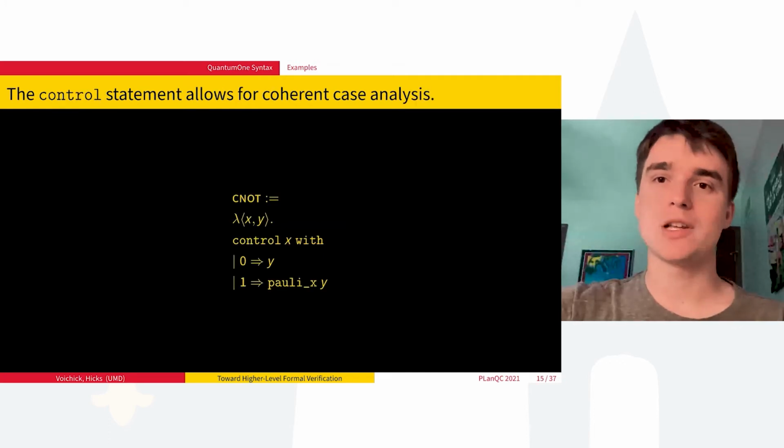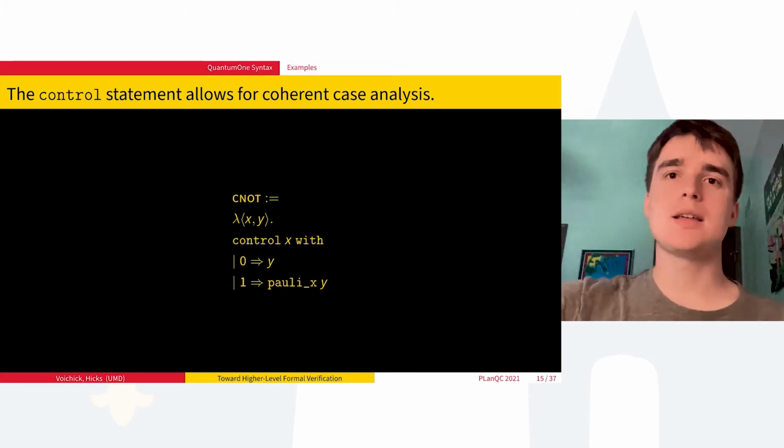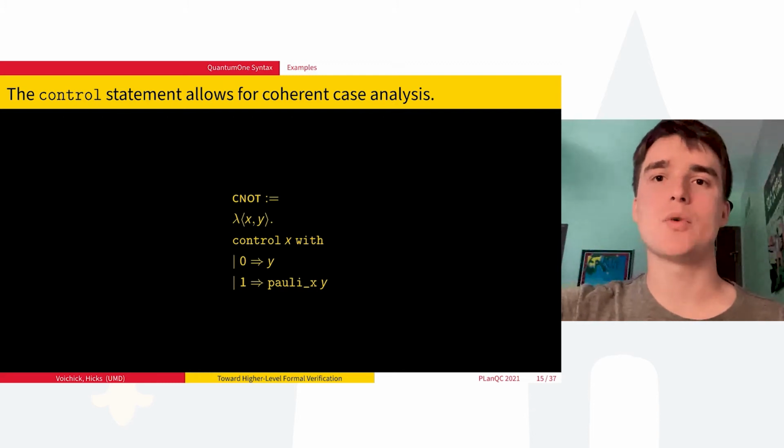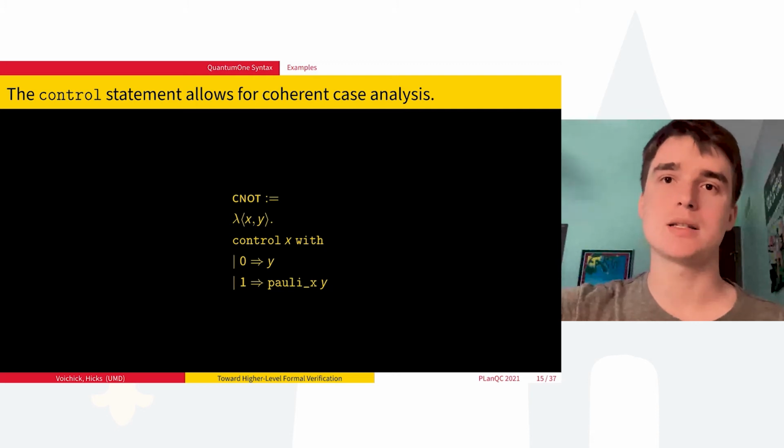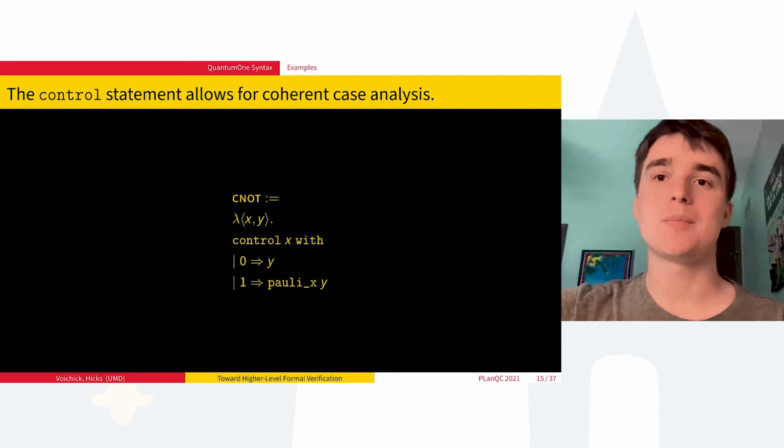The control statement in this language is an entangling operation, and it can be used to define the CNOT gate here. So the CNOT gate takes in a pair of qubits x, y, and then applies the Pauli X gate to y, controlled on x being 1. It outputs a pair that contains x as well as the output.